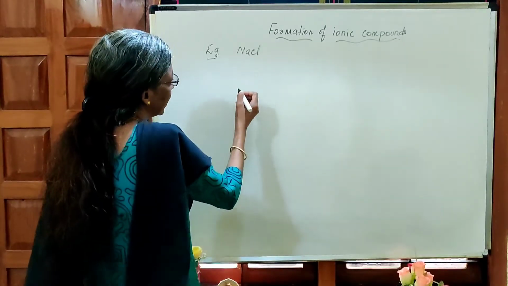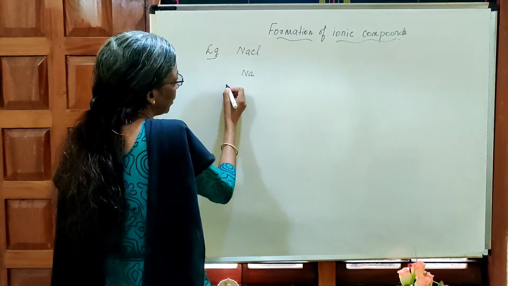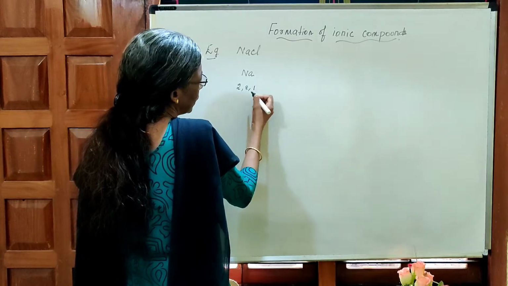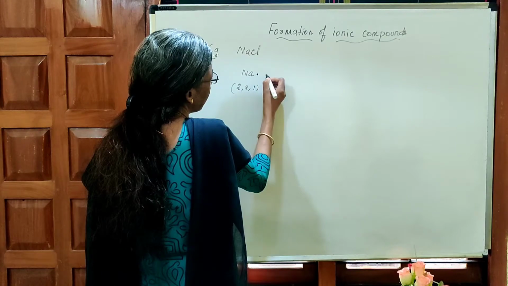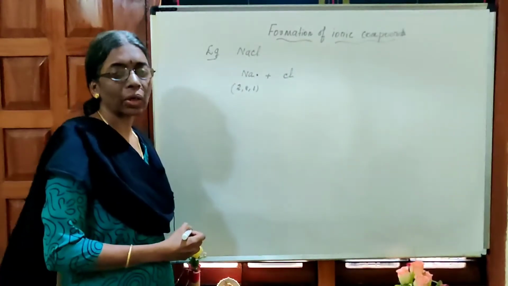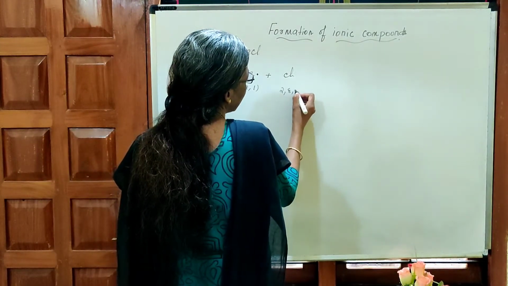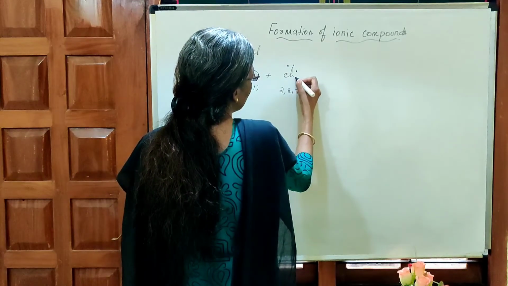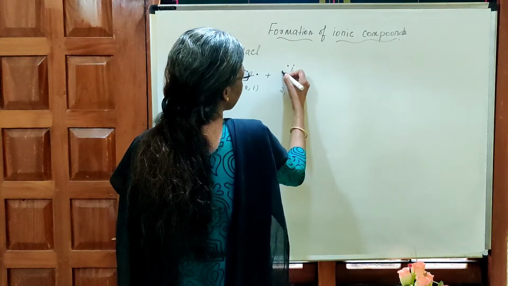First we take sodium. What is the atomic number of sodium? 11, so 2, 8, 1. So we write one valence electron here, plus chlorine, Cl. The atomic number of chlorine is 17, so the configuration is 2, 8, 7. We represent 1, 2, 3, 4, 5, 6, 7 valence electrons.